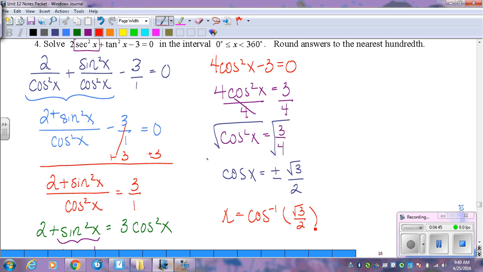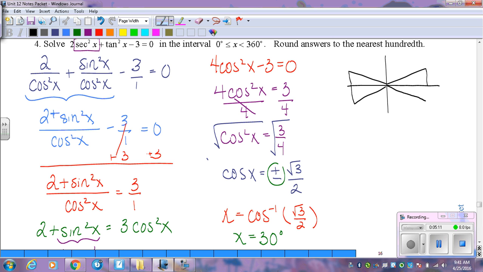So when I go to do my inverse cosine, I'm going to do positive radical 3 over 2 first. So let's think about this for a minute. Whose angle has a cosine value of radical 3 over 2? Yeah, good job, 30. So 30 degrees. Now, because of the plus or minus, that means I need answers from all four quadrants. So I'm going to use that 30 degrees as a reference angle in all four of my quadrants.